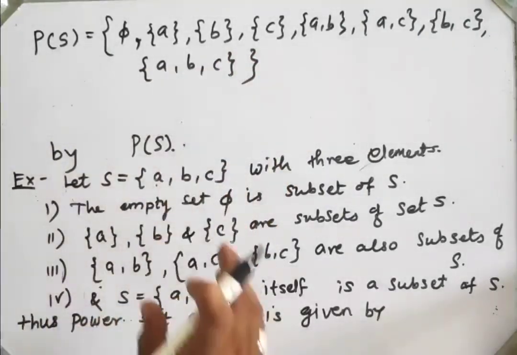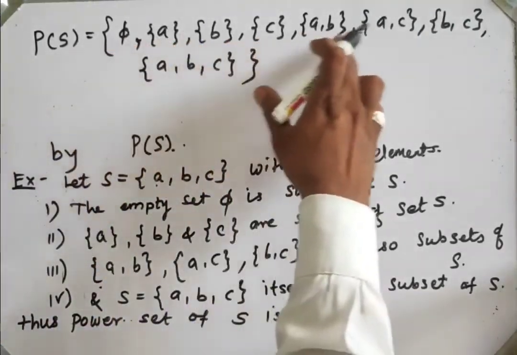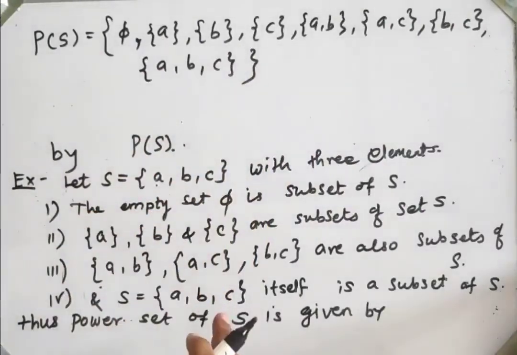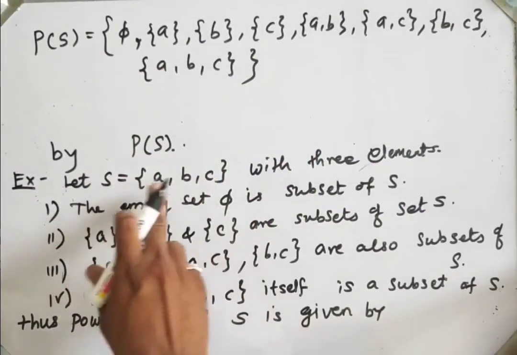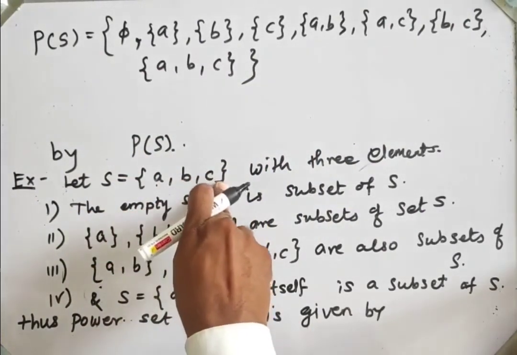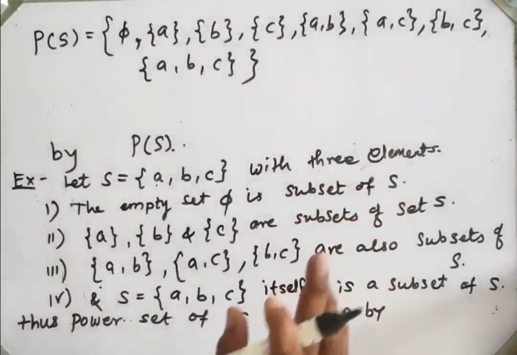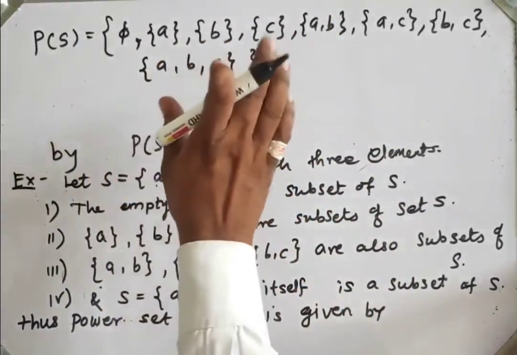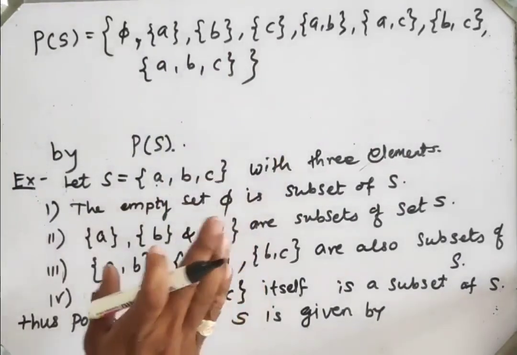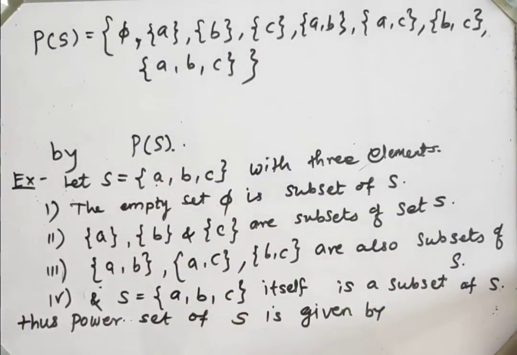So there are how many subsets? 1, 2, 3, 4, 5, 6, 7, 8. So in this, set S has 3 elements, and its power set has a total of 8 elements. So all these possible subsets of set S are called the power set. Now we take another example.